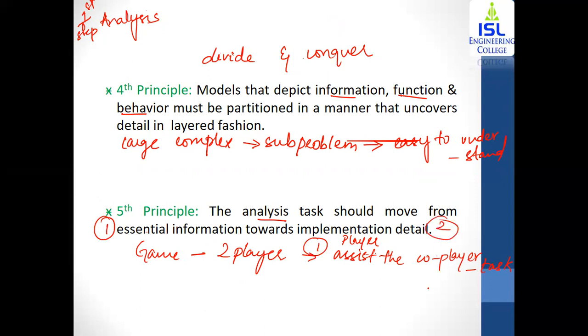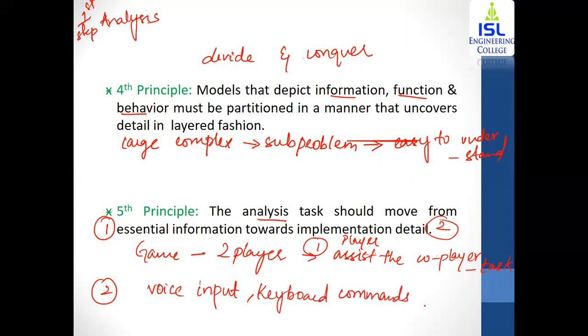Now, for one player to assist his co-player, you need to identify whether you're going to assist him by making use of voice input, or some keyboard commands that can be typed, or by making use of a joystick. Each of these things is identified. This is a detailed representation, whereas the essential information is that one player needs to assist the second player. How you're implementing is what different features you need to implement so that this task can be fulfilled. This is the fifth principle. So these are the 5 principles within the analysis modeling phase.